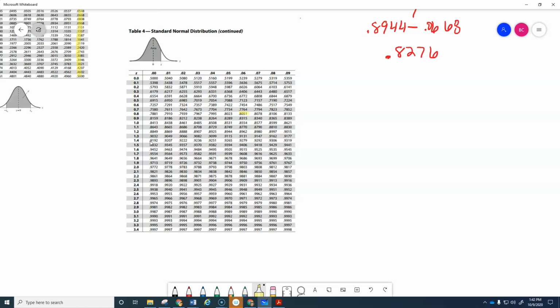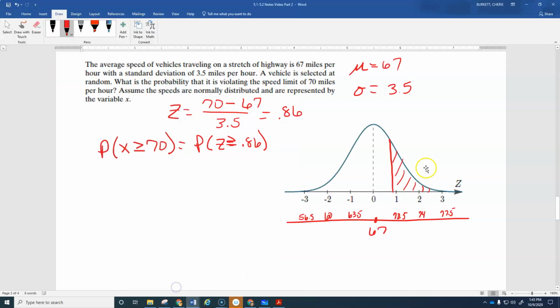0.86 is right here. There's 0.8, there's 6. 0.86 is 0.8051. Remember what that is. 0.8051. That's this area over here. This is 0.8051. I don't want to know that. I want to know this.